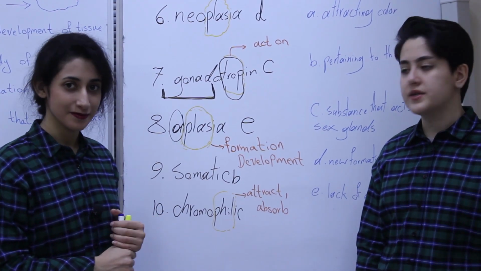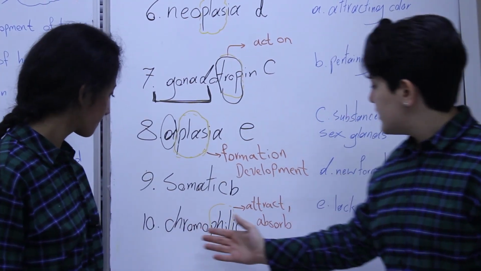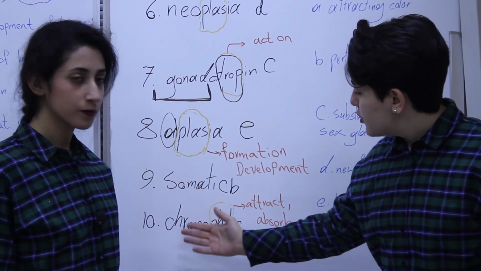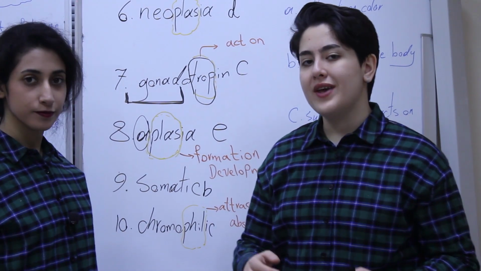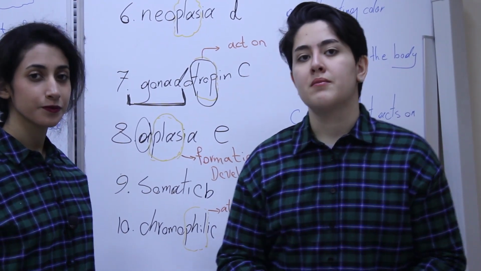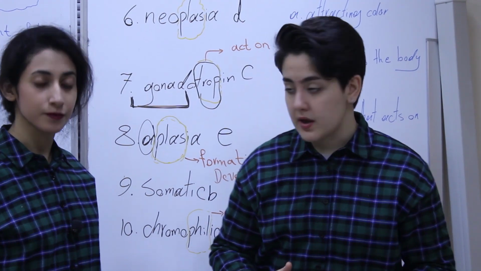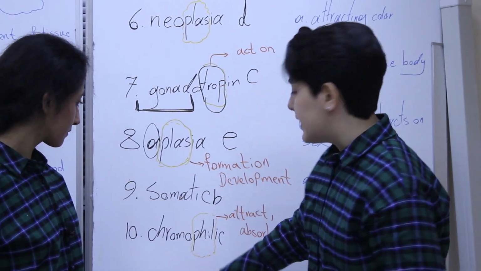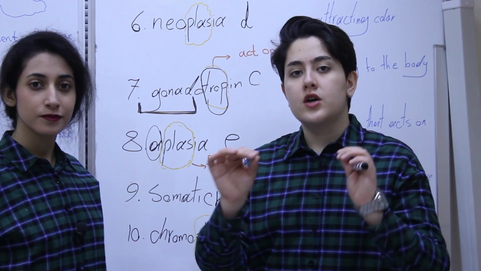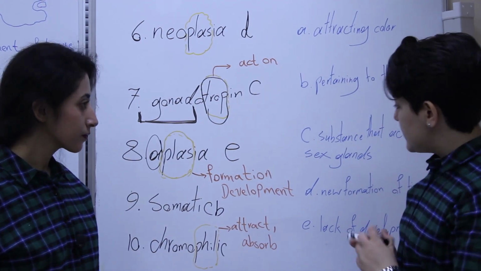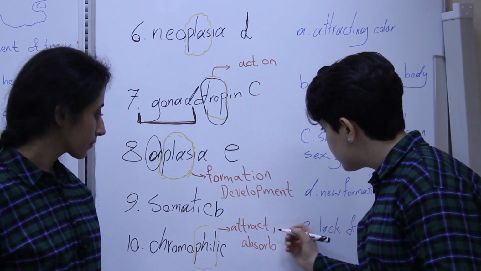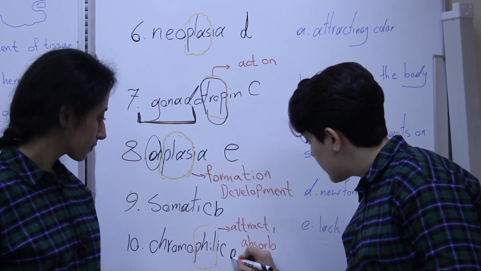Yes, with mitosis. Number 10, it is written chromophilic. Chromophilic. Phil means like, means attract something. And chromo is related to the color. So it means attracting the color.